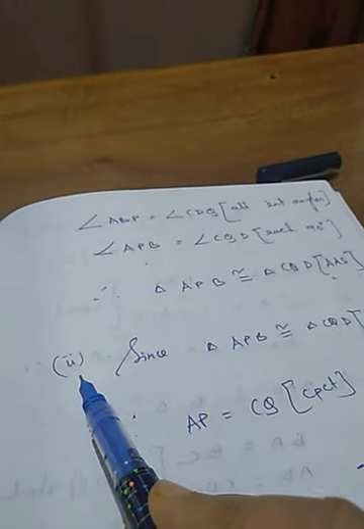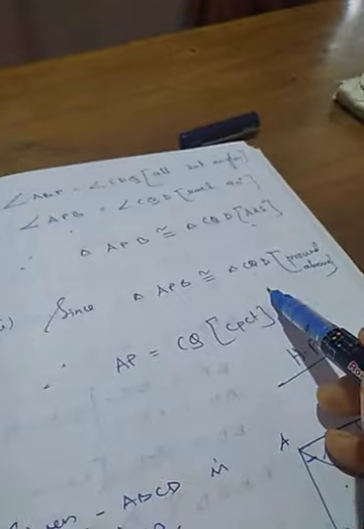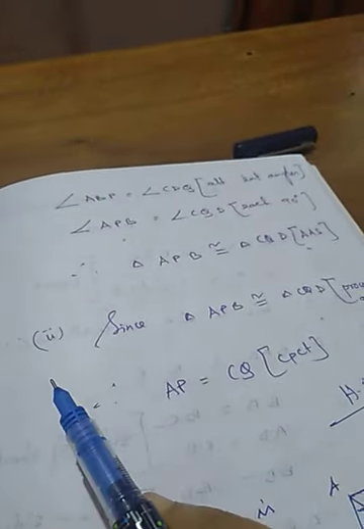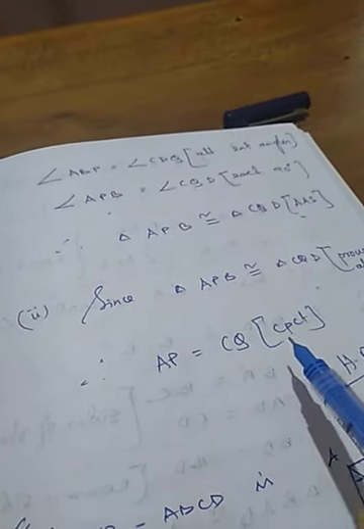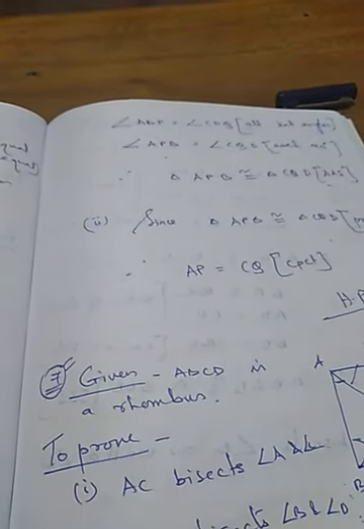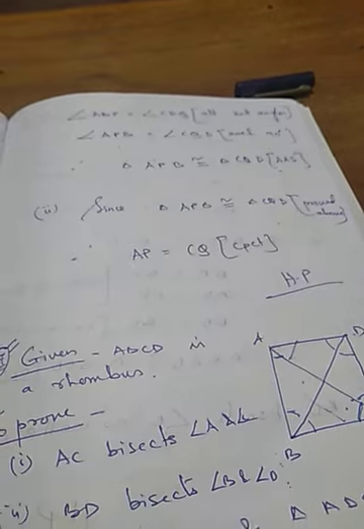Now the second part: since these two triangles are congruent, therefore AP equals CQ, with the help of CPCT, corresponding parts of congruent triangles. I think you can understand these three questions I have shown you. Next, I am again making another video to explain that question.